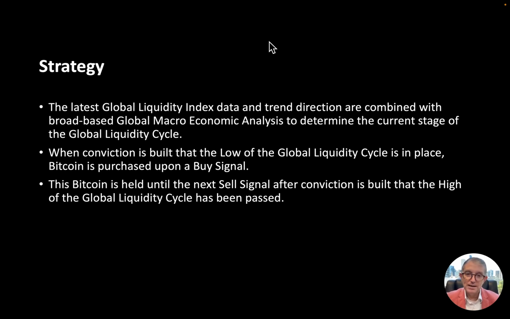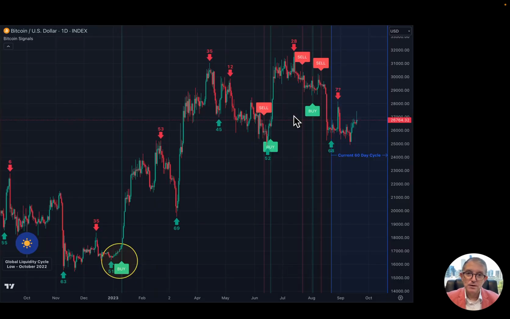So when that's in place, then I look a little bit closer to find a specific time to buy, and that's when I purchase. And the opposite occurs at the top of the cycle. I'm looking for all those signs to line up that we're approaching the high in the liquidity cycle. Then I'll be looking for a sell signal to take that opportunity when I see that we've passed that point. So we add these specific trading signals for Bitcoin to fine tune our entries and exits at optimal times.